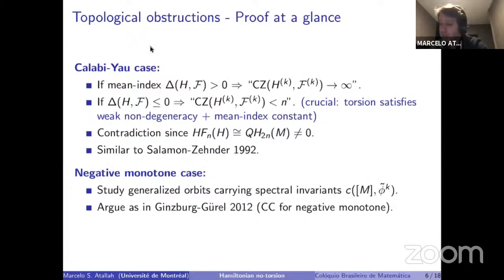This argument is very similar to that used by Ginzburg and Gürel in their Conley conjecture paper in the negative monotone setting, the main difference being that in that case, the fixed points were isolated. And again, we're dealing here with these generalized fixed points.